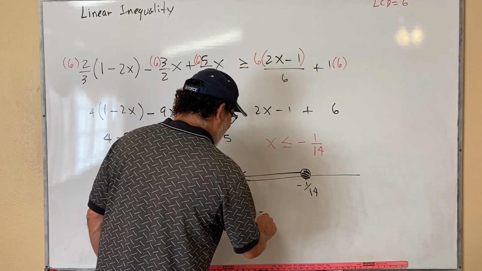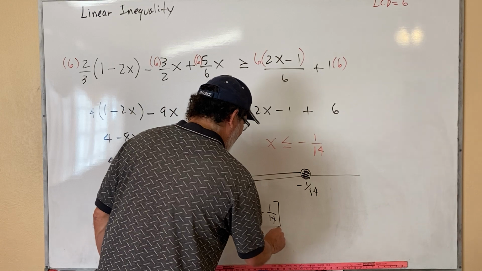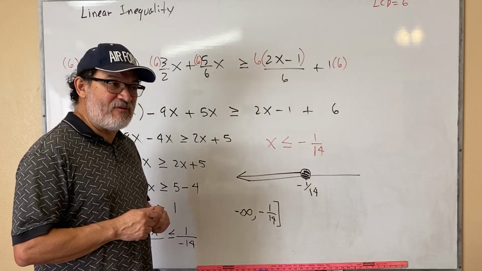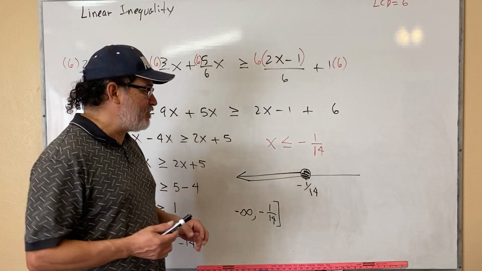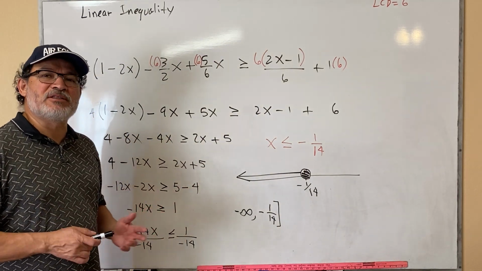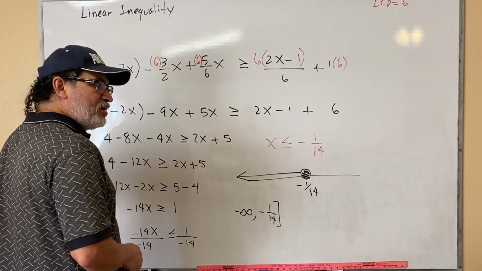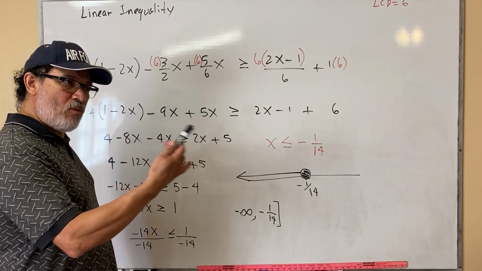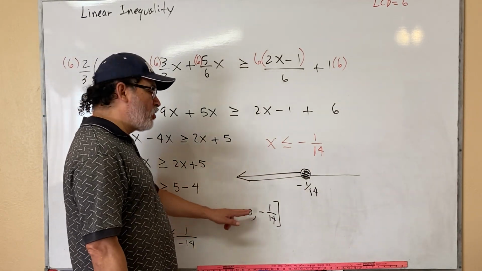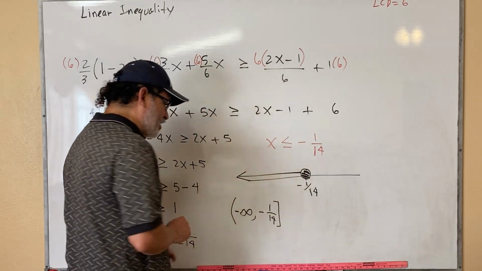And now, if you want to do the interval notation, from negative infinity all the way up to negative 1 over 14, including, if it's including, you use brackets. If it's excluding, that means if it does not have equal, you use parentheses. Now, negative infinity is always on the left, and positive infinity is always on the right. So from negative infinity all the way up to negative 1 over 14, and this one is excluding, because you'll never get there.